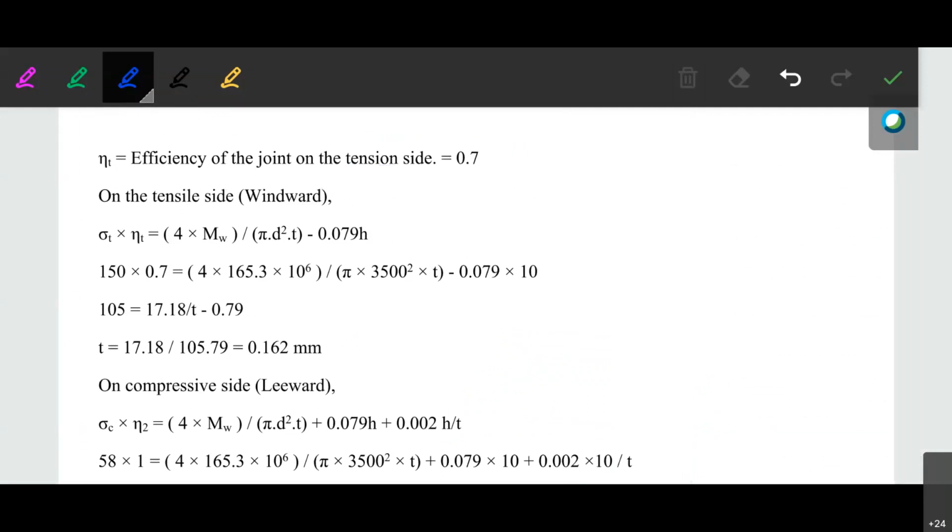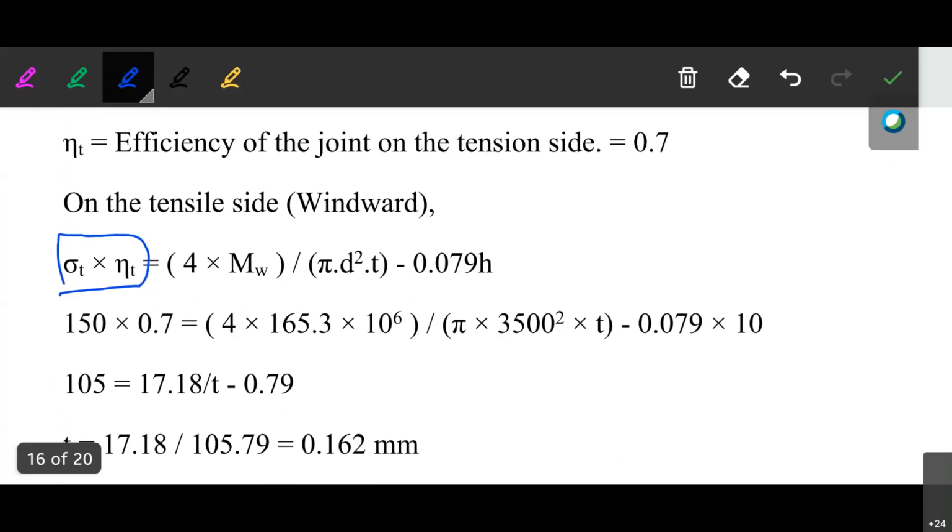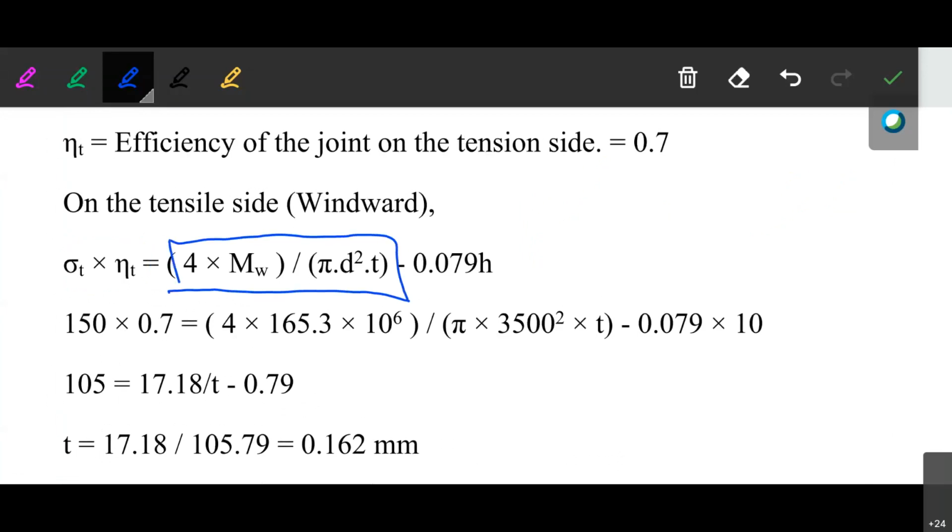Now calculating the thickness of the plate on the tensile side, or the windward side. The permissible stress in tension sigma t multiplied by the efficiency nt should be equal to the stress due to the wind minus the stress due to the self-weight of the chimney. The stress due to the wind was 4 multiplied by Mw divided by pi d square multiplied by t, and the stress due to self-weight was 0.0798 multiplied by h.